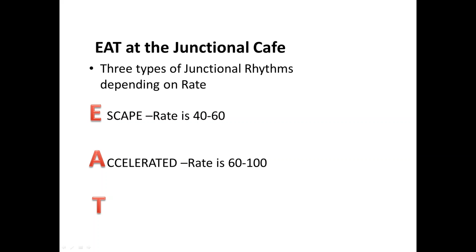There's accelerated junctional with a rate of 60 to 100. Even though this is a quote-unquote normal rate, it is accelerated because it's more than the AV node wants to do. Finally, there's junctional tachycardia with a rate greater than 100.